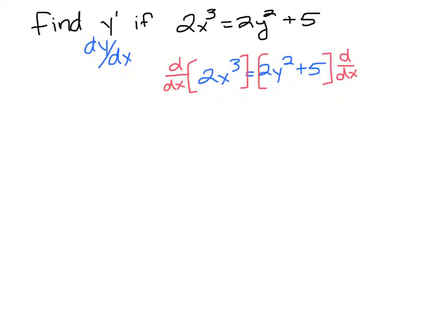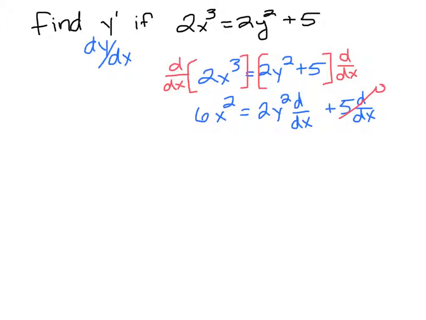Okay, and remember we're looking for dy dx. So let's just evaluate the derivative so far. We have the derivative with respect to x of 2x cubed. That's something that we've been seeing a lot. We know how to do that very easily. It's the power rule. So we're just going to do 3 times 2, which is 6, and next to it x squared. Okay. Now we have 2y squared, d over dx, plus 5, d over dx. Alright, now we know that the derivative of any constant is 0. So this is going to go to 0.